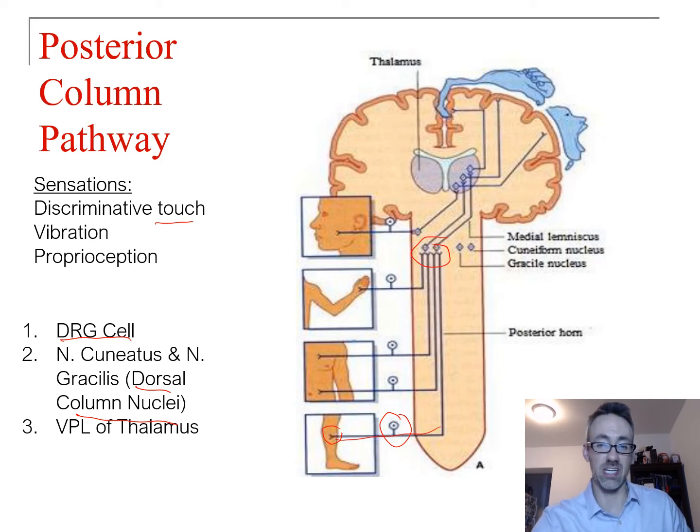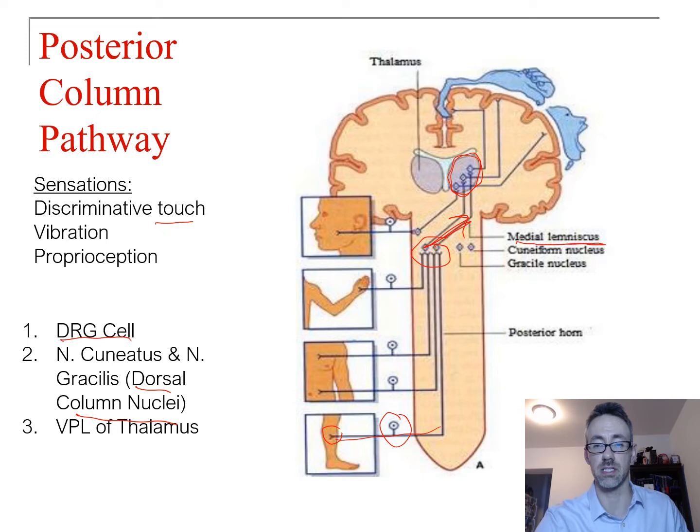And from there, cell number 2, you can see that it crosses in the medulla to the opposite side of the body, to the opposite side of the brain, and ascends to the thalamus. So that's the thalamus right there. So that's where cell number 3 is. So this pathway from the medulla to the thalamus, that's referred to as the medial lemniscus.